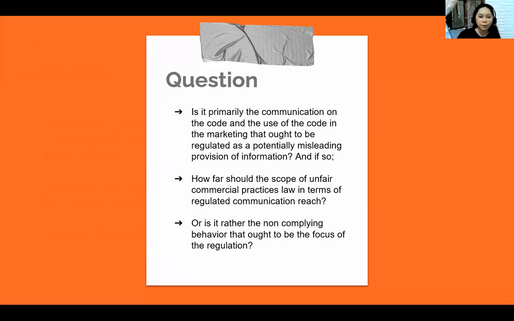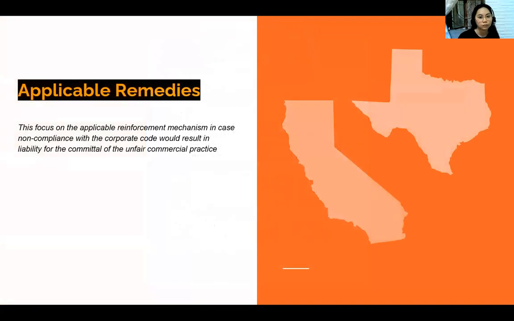Question: is it primarily the communication of the code and the use of the code in the marketing that ought to be regulated as potentially misleading provision of information? And if so, how far should the scope of unfair commercial practices law in terms of regulated communication reach? Or is it rather the non-complying behavior that ought to be the focus of the regulations? These are some of the guiding questions that are not yet answered and can be answered in the following reports.